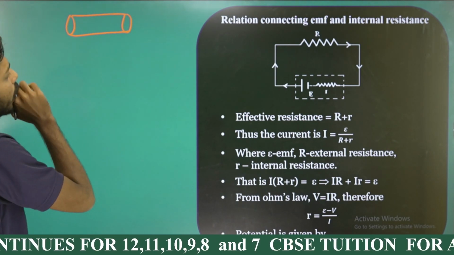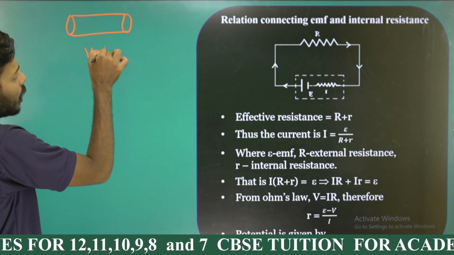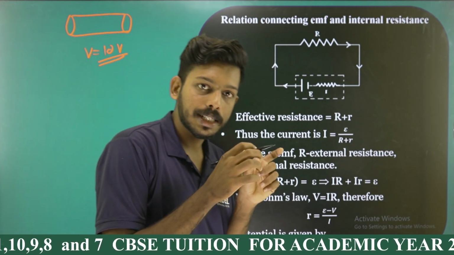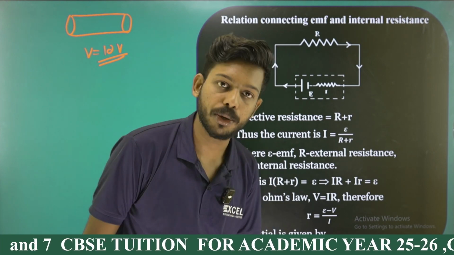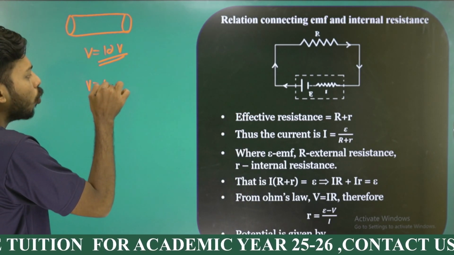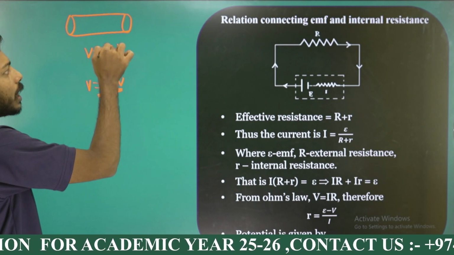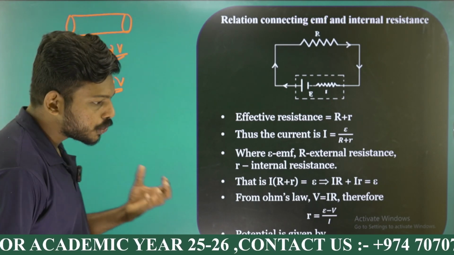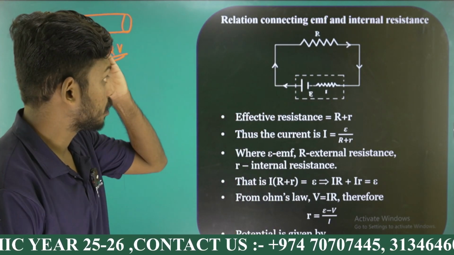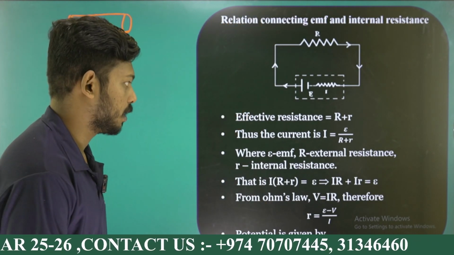You can see that the voltage will be something like 12 volt. The theoretical voltage will be 12 volt. When I am connecting this battery to an actual circuit, we are ending with a value of 10 volt. Actually, there is a decrease of 2 volt. This decrease of 2 volt is due to the internal resistance. So, the relation connecting internal resistance.